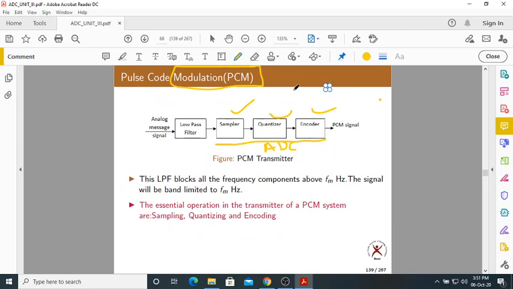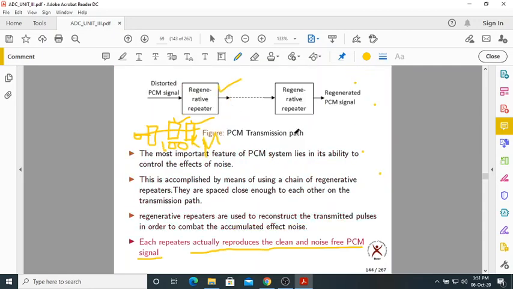Okay, so if I say modulation, what should happen? Suppose I say amplitude modulation: the amplitude of the carrier should change according to the amplitude of the message signal. Same thing with frequency modulation: the frequency of the carrier should change with the message signal. So here nothing is changing.